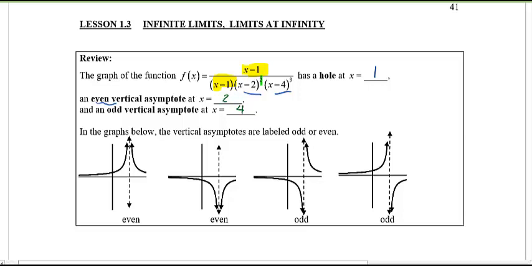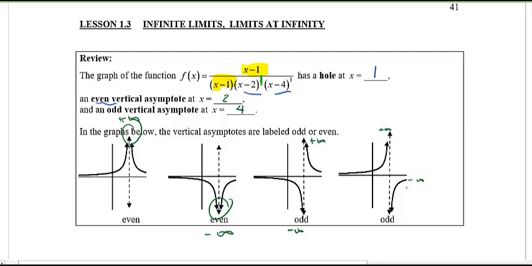Now, just to let you know what they look like visually, in the graphs below, we've labeled the vertical asymptotes as odd or even. So notice the even ones, they all go to the same point. So in this case, they both go up here to positive infinity, and they both go down to negative infinity. Where the odd ones, one side goes to negative infinity, the other side goes to positive infinity, and vice versa. Okay, that's why they're odd.